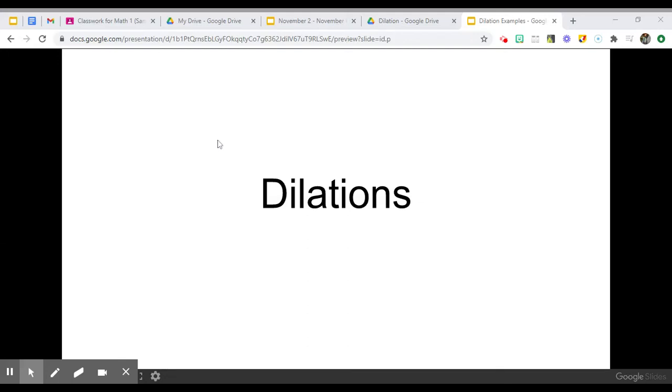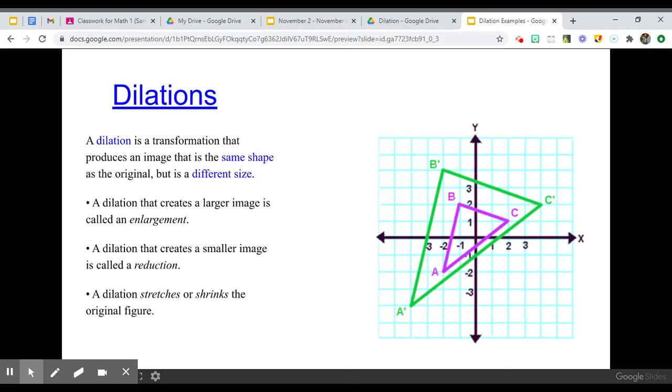Hey guys, in this video, we're going to be looking at the 8th grade standard of geometry. We're looking at transformations, and in this particular video, we're focusing on dilations. So a dilation is a transformation that produces an image that is the same shape as the original, but it is a different size. A dilation that creates a larger image is called an enlargement, whereas a dilation that creates a smaller image is called a reduction.